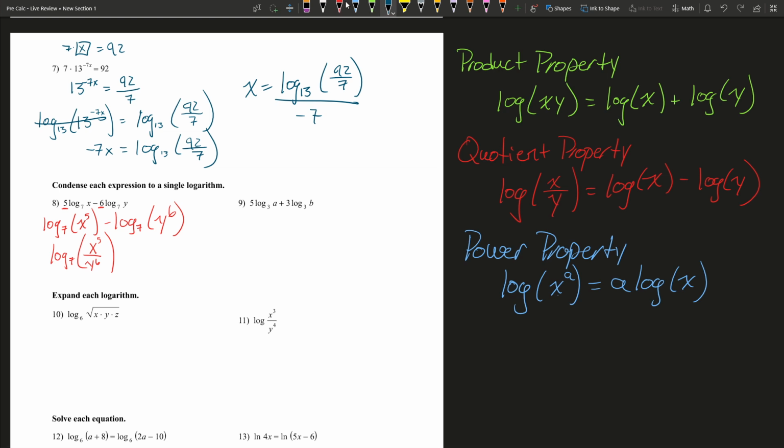Same thing here. This 5 and this 3 become powers of a and b respectively. So if we just condense that part, log base 3 of a to the 5th plus log base 3 of b cubed. And then once we have that, we can use the product property. So this becomes 1 log of a to the 5th times b cubed.